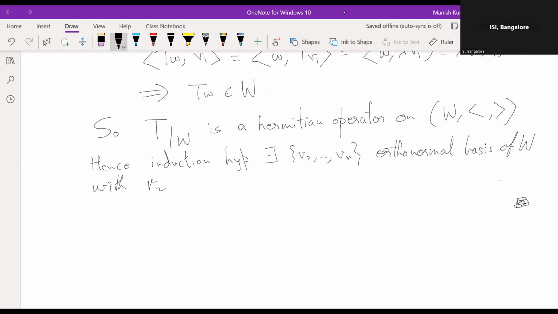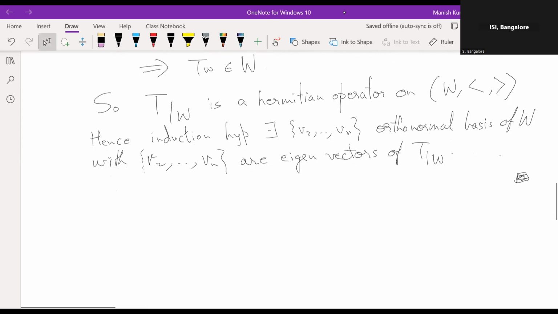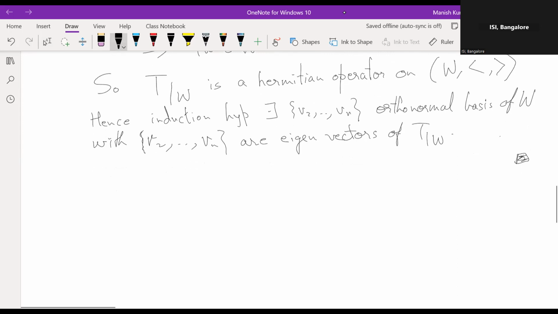I mean, we didn't apply the induction hypothesis correctly. Yeah, V2 to Vn as eigenvectors of T restricted to W. So that means T V2 is some lambda 2 times V2 and so on. Yeah, so they are eigenvectors. So if they are eigenvectors of T restricted to W, then they are eigenvectors of T as well, right? Yeah.